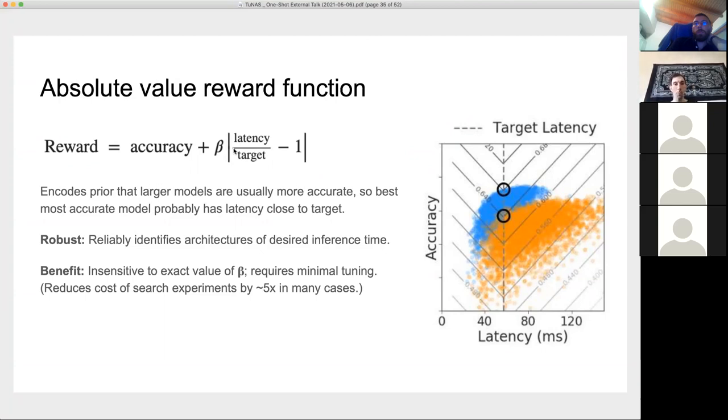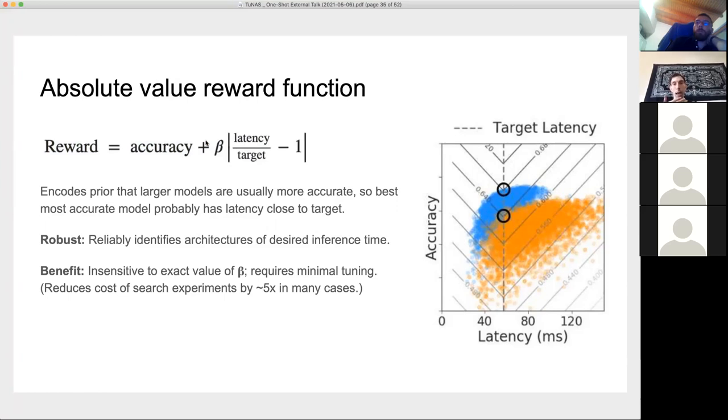So the idea here is that we're effectively taking this prior that larger architectures are very often more accurate, and so we should use the entirety of our inference time budget, and just baking this into the reward function. And because the reward function is symmetric, because we'll equally penalize architectures which are too fast and too slow, this reward function is actually much less sensitive to the exact value of beta, and we can get good results with approximately the right latency for a large number of different values of beta.